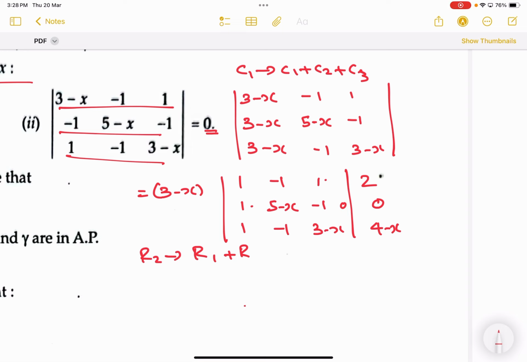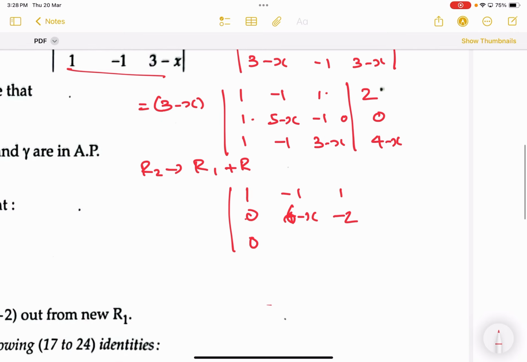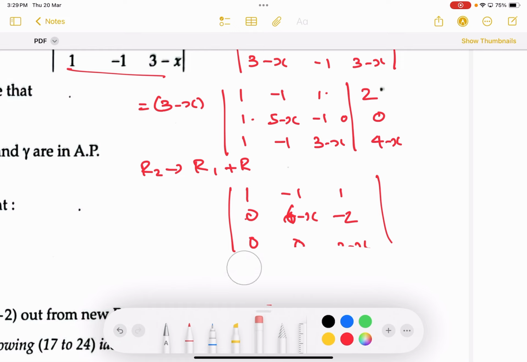What you said? Ma'am, I said that instead of R2 we write R2 minus R1, and instead of R3 we write R3 minus R1, as before, right? Yes, as before. Okay, that means here 1 minus 1, 1, 0, 4 minus x, subtracting, right? 0, yeah. So it will become 6 minus x, here minus 2. Yeah, minus 2, right? And 0, 0, subtracting, 1 minus 1 is 0, 2 minus x. Now the answer is only 6 minus x into 2 minus x. Got it? And already we have 3 minus x outside. You can proceed like this. I am rewriting properly.